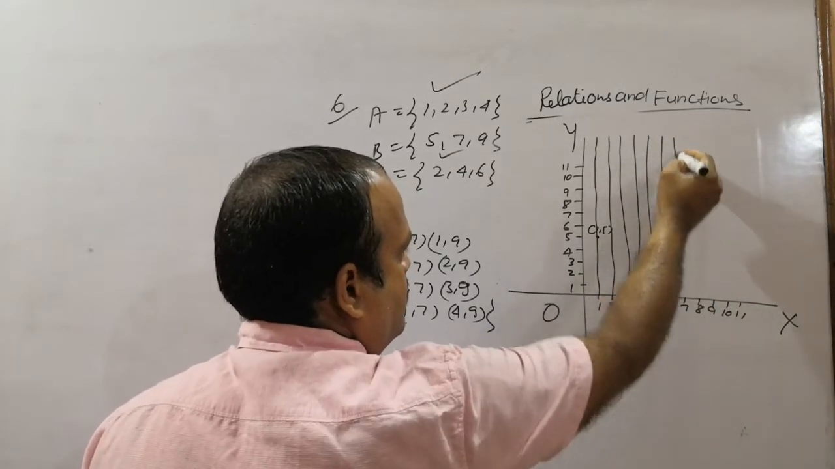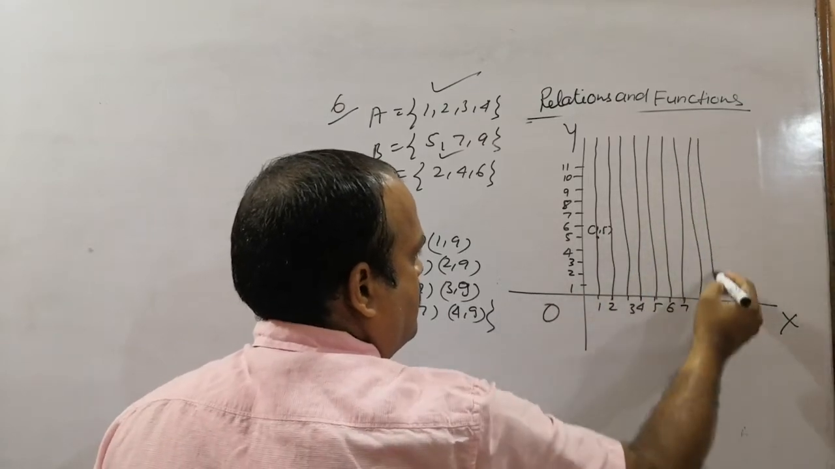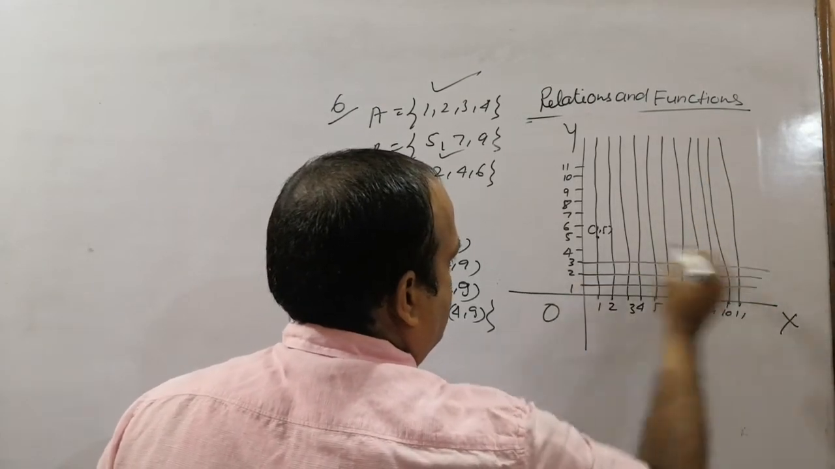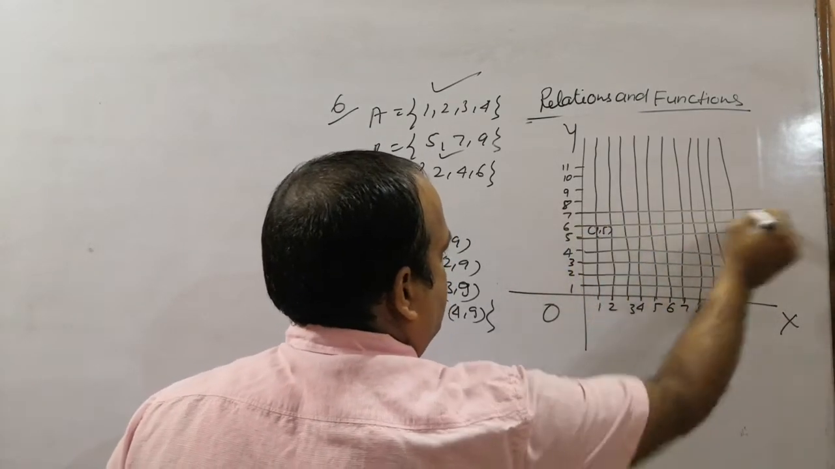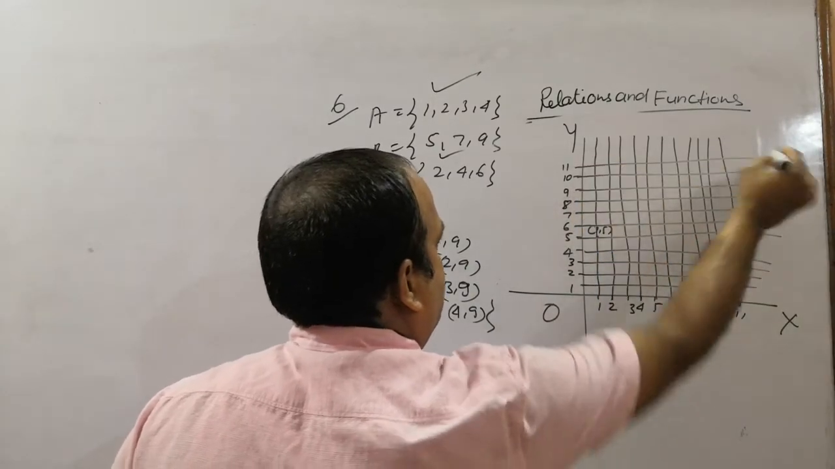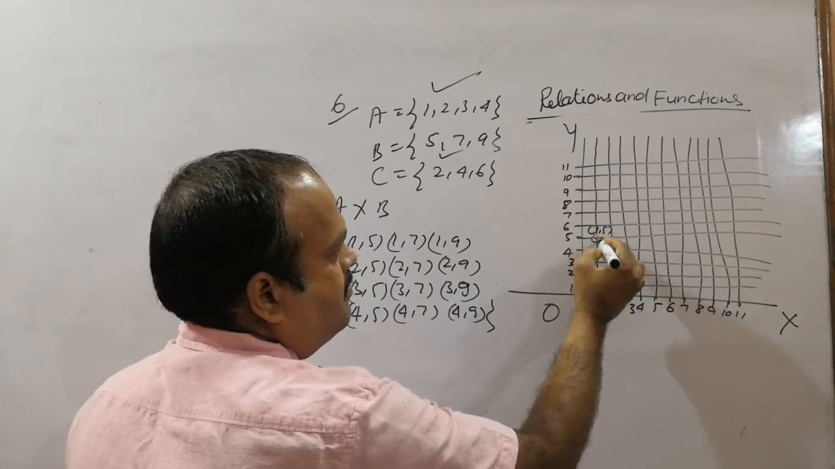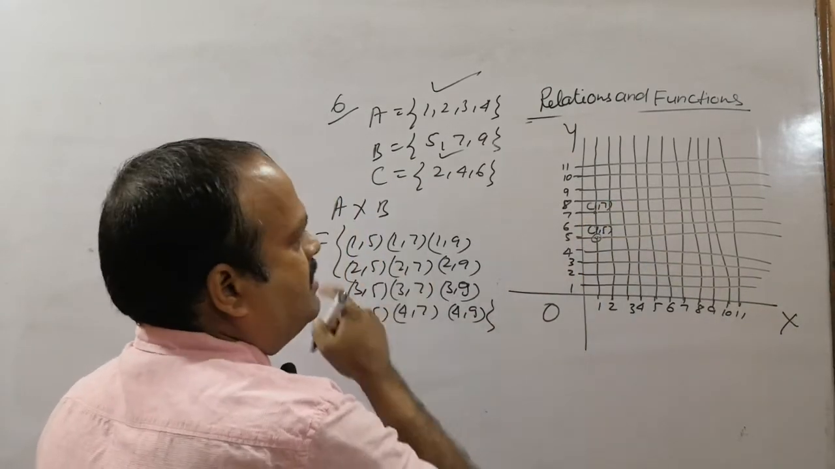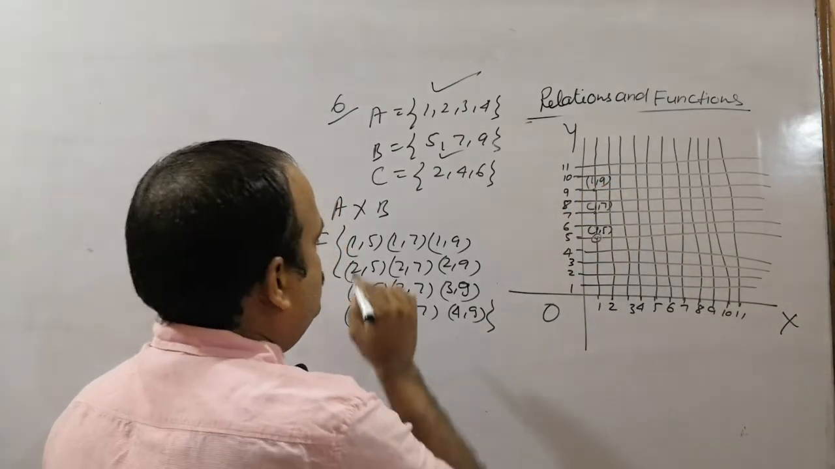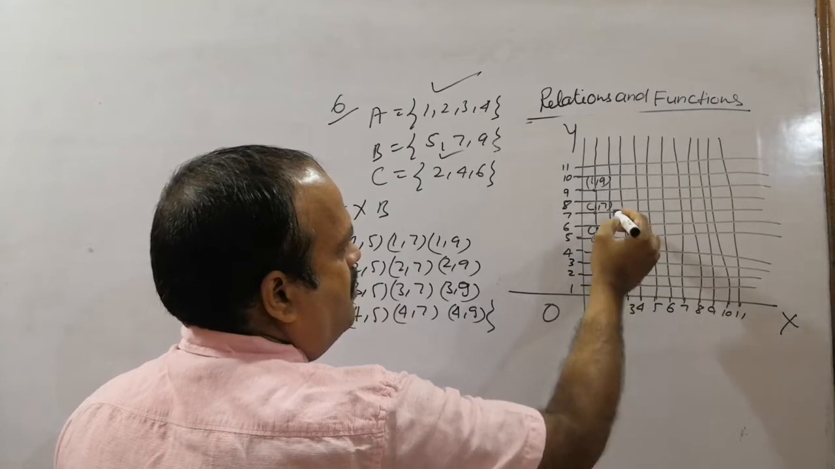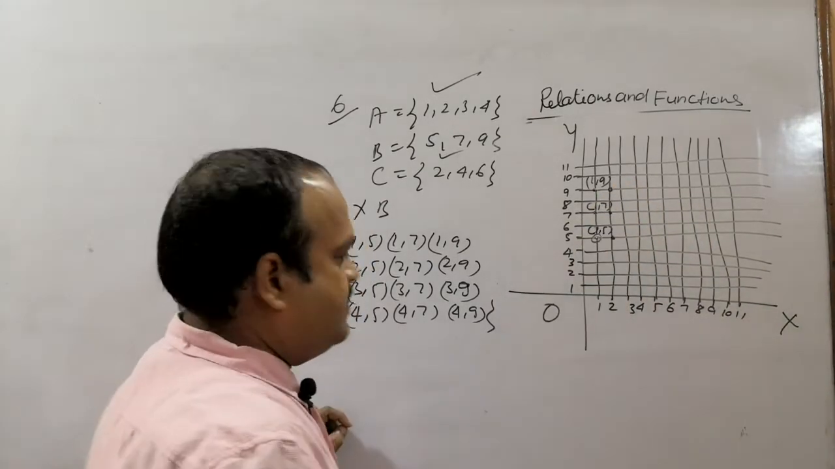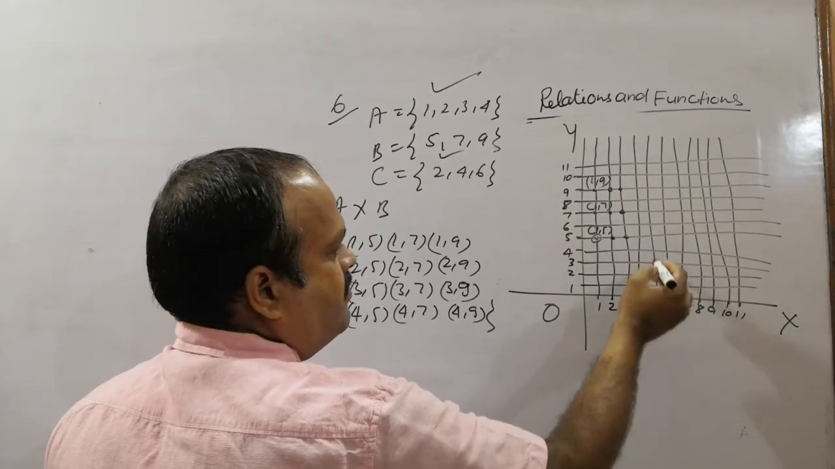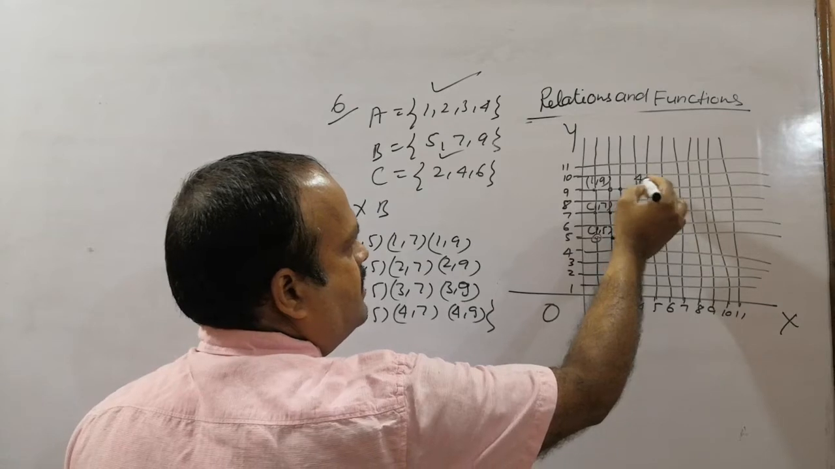Wait for a minute. So 1, 5. 1, 7. 1, 9. 2, 5. 2, 7. 2, 9. 3, 5. 3, 7. 3, 9. 4, 5. 4, 7. 4, 9.